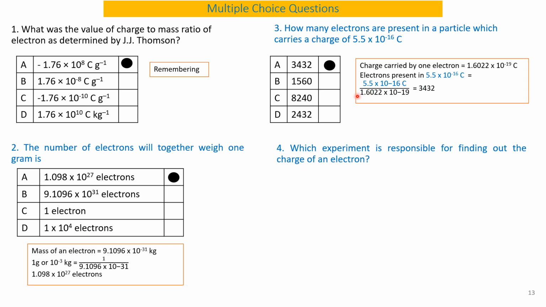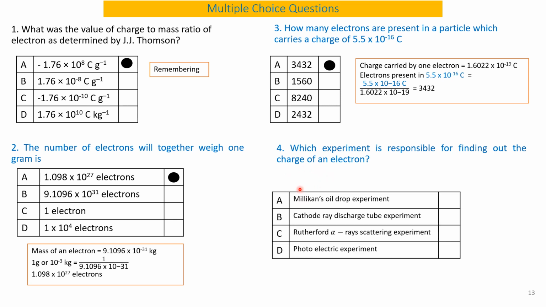Which experiment is responsible for finding out the charge of an electron? Four options are given: silicon oil drop experiment, cathode ray discharge tube experiment, Rutherford X-ray scattering experiment, and photoelectric experiment. You have to remember and mark the correct answer. So the silicon oil drop experiment is responsible for finding the charge of an electron.